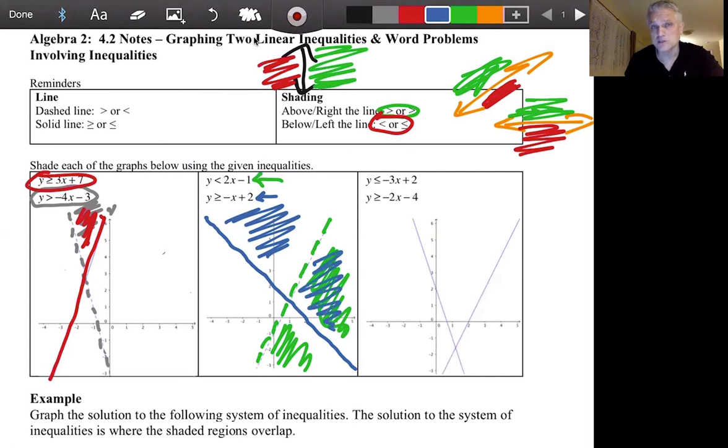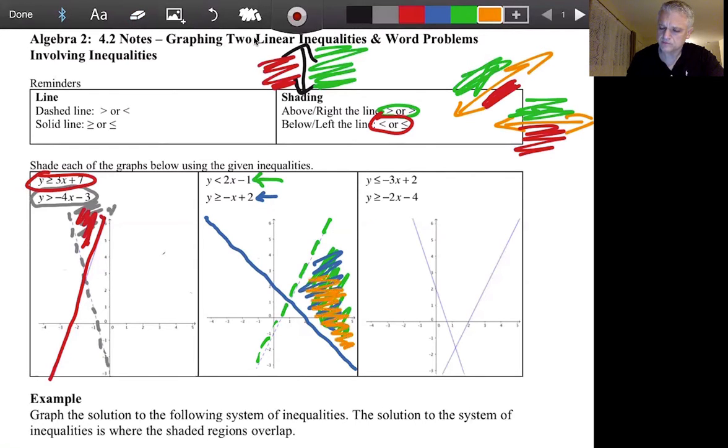Okay. See the region that was shaded 2 times? That's your solution. So this region down here was great for the green boundary line inequality, but not for the blue. This one here was great for the blue one, but not the green. You needed this one, that whole region.